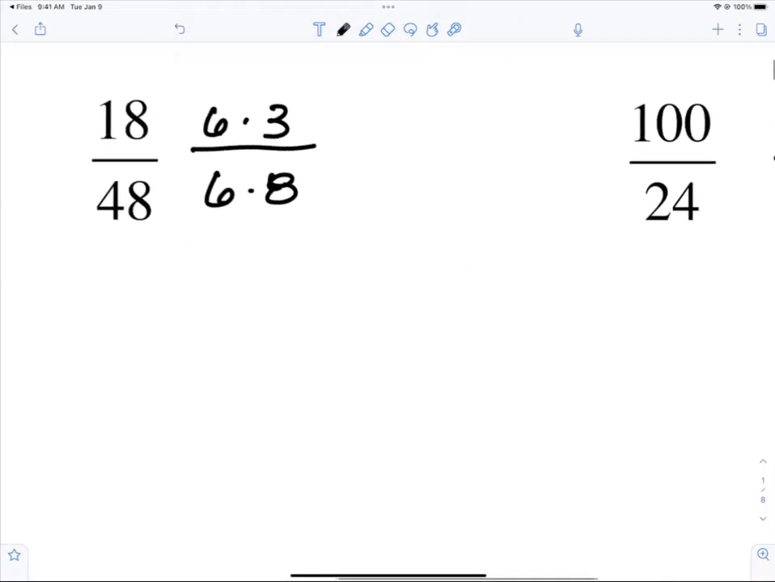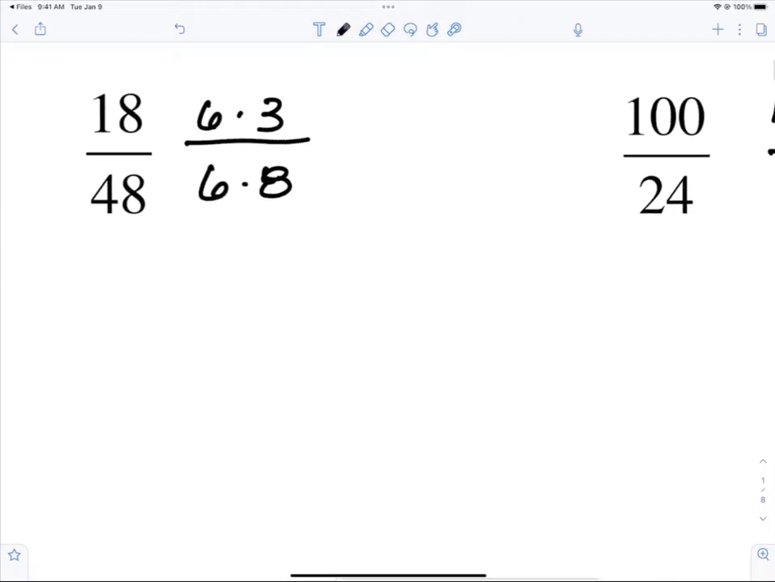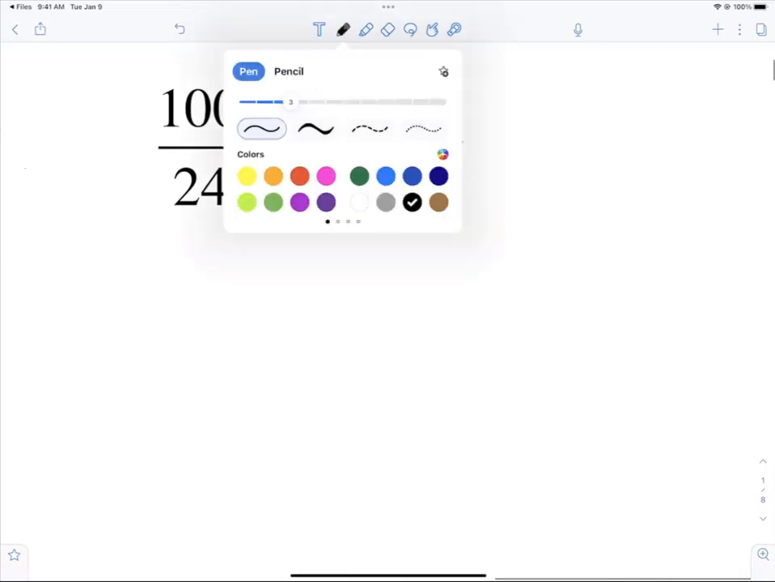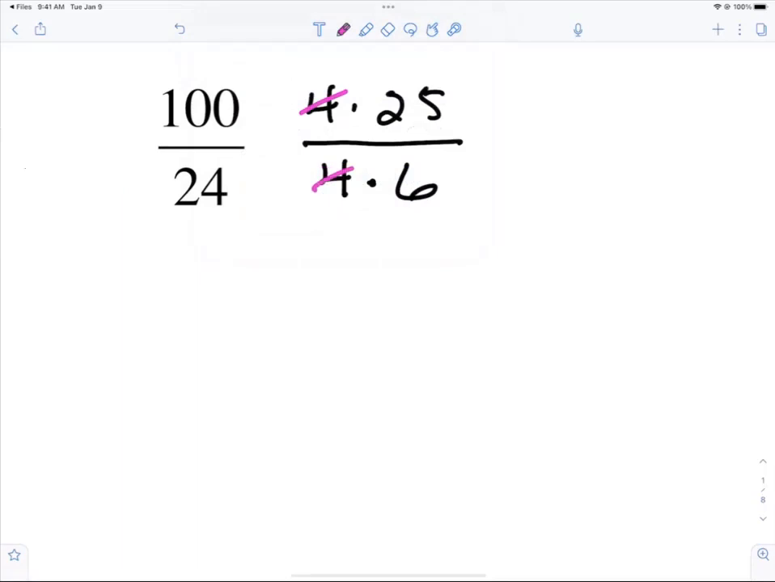Moving to the next one, I've already removed the common 6. I'm presenting it in factored form so that you can see what your goal is. You divide out the common 6's, and then the expression that's left, 3/8. And the next example, they both share 4. So I divide out the common 4. And then what remains is 25/6. So the simplified expression here is 25/6.